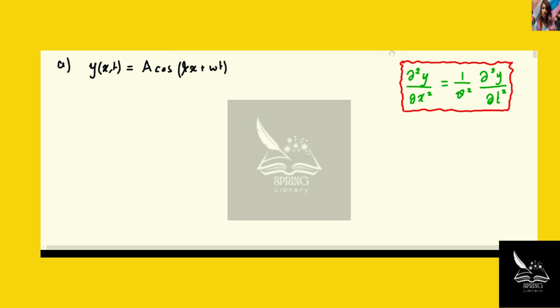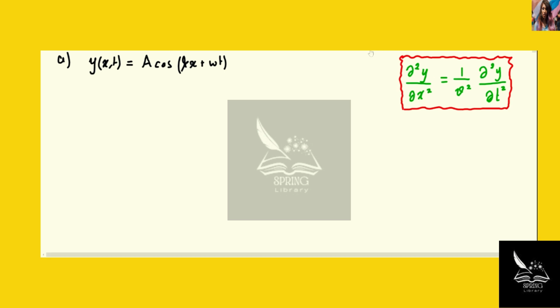So in this question, we have three wave functions that we need to check if they satisfy the wave equation here. Now, the velocity of the wave, as we can see, most of the wave functions are given in terms of the wave number and the angular frequency. Therefore, we can write the speed of the wave as omega divided by k. So this is the speed of the wave.